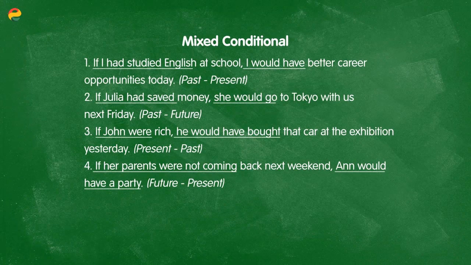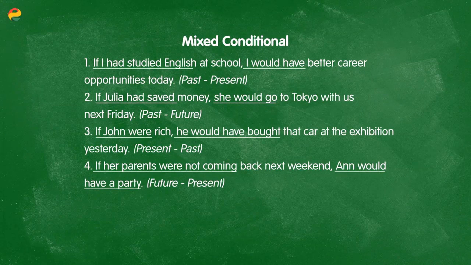If I had studied English at school, I would have better career opportunities today. Here, we're beginning in the past, if I had done something, and we're going to the present, I would be now. Next, if Julia had saved money, she would go to Tokyo with us next Friday. Here again, we're beginning in the past, if Julia had saved money, and going to the future, talking about next week.